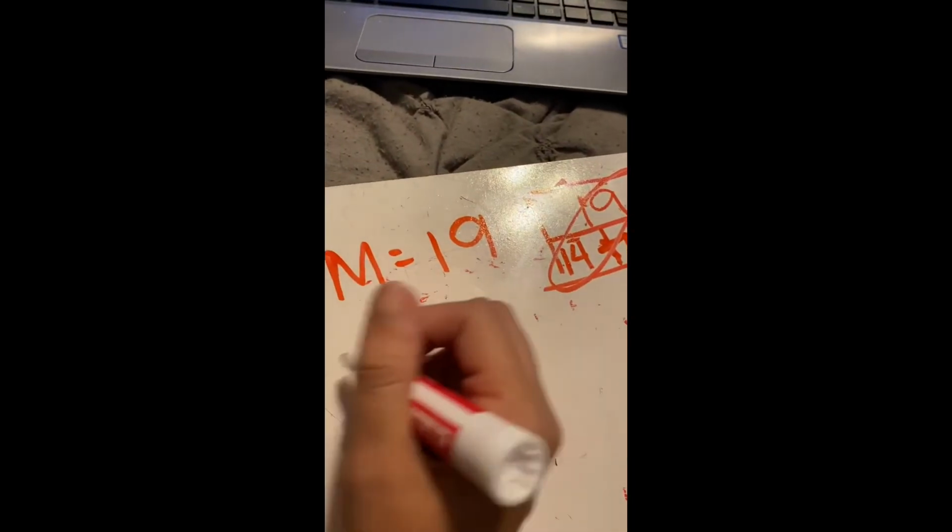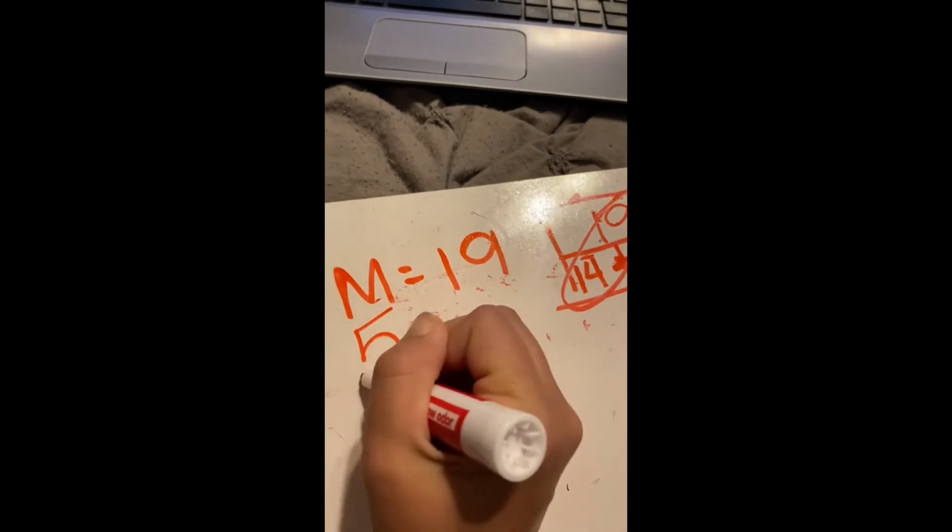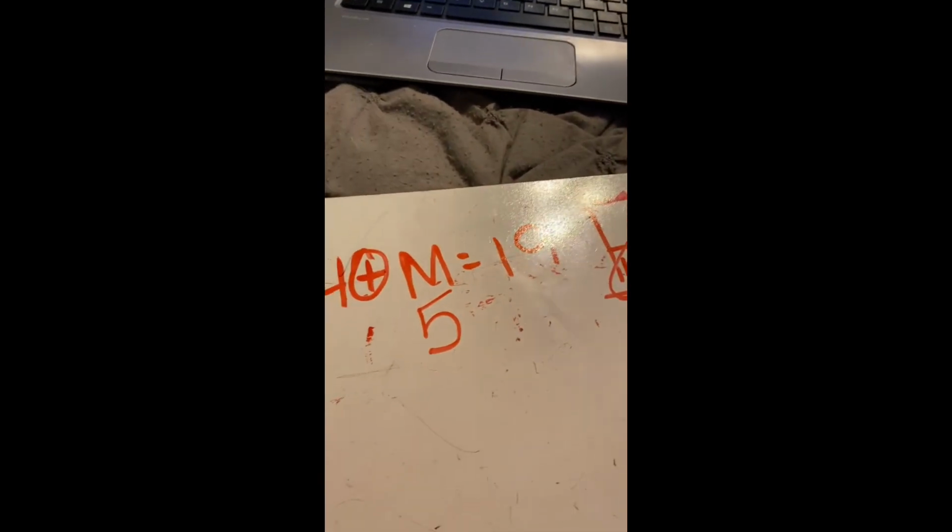I don't know what m is, but I can subtract to go down to get to whatever this bigger number is. And I will subtract the two numbers I know. 19 minus 14 equals 5. So 14 plus 5 equals 19.